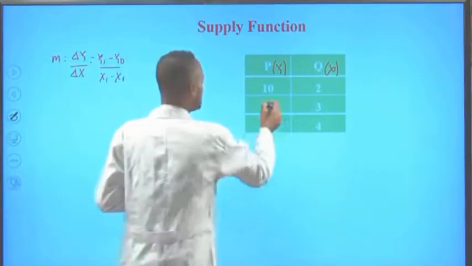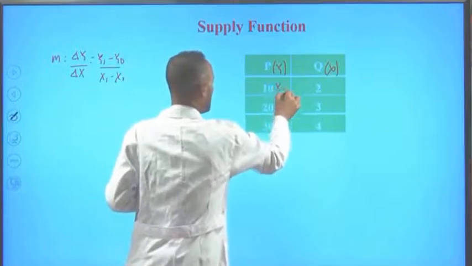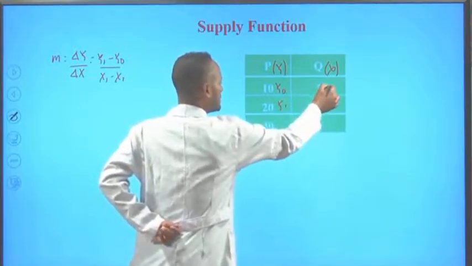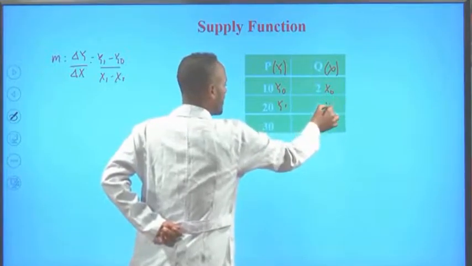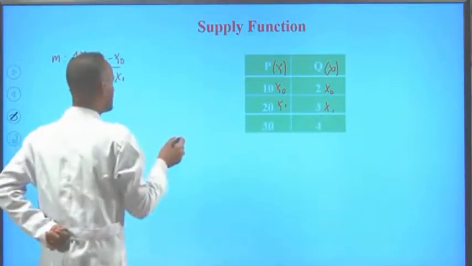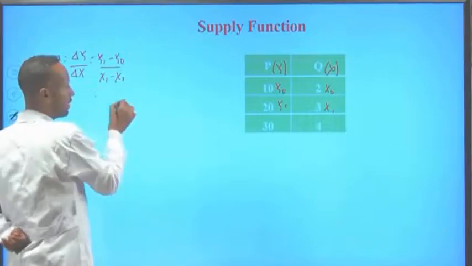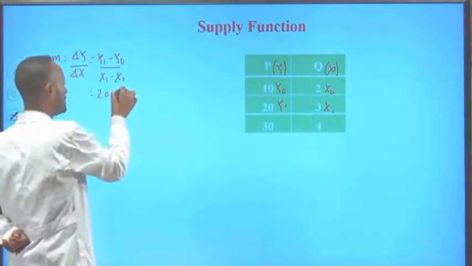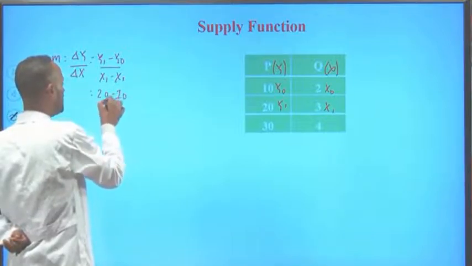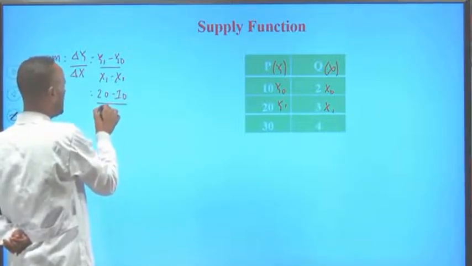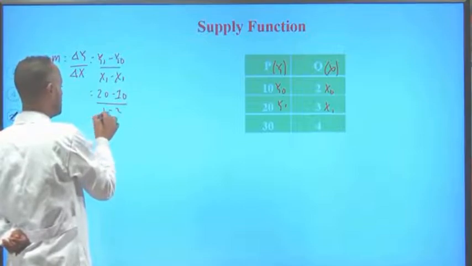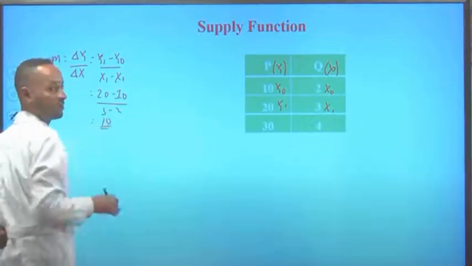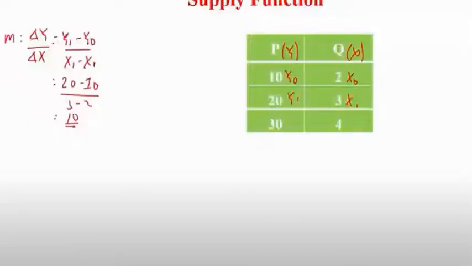Let's take this 10 as y initial and this 20 as y final. Let's take these 2 as x initial and this 3 as x final. And when we substitute this information into this formula, the value of y final is 20 minus y initial is 10, divided by the value of x final is 3 minus x initial is 2. Then we are left with 10, and this is the slope of the supply function.